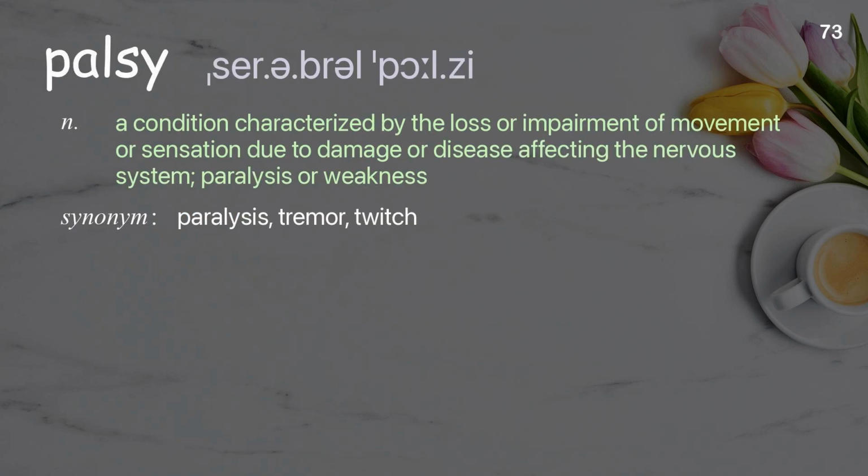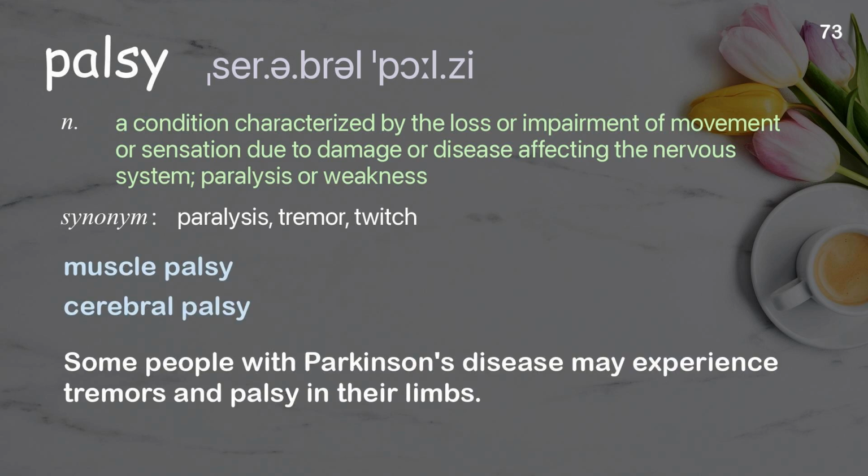Palsy: A condition characterized by the loss or impairment of movement or sensation due to damage or disease affecting the nervous system, paralysis or weakness. Examples: muscle palsy. Cerebral palsy. Some people with Parkinson's disease may experience tremors and palsy in their limbs.